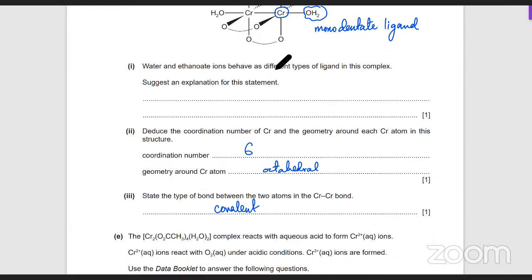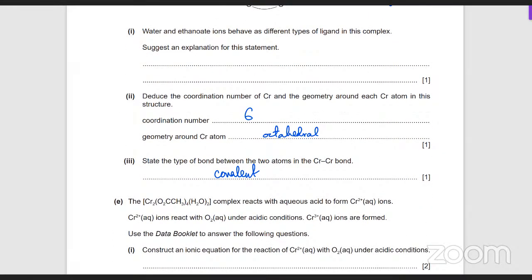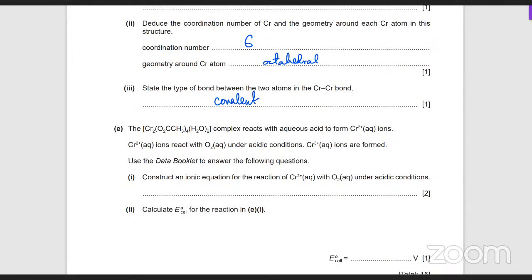So the next one is sigma. Sigma is covalent, right? Okay, then the next one.